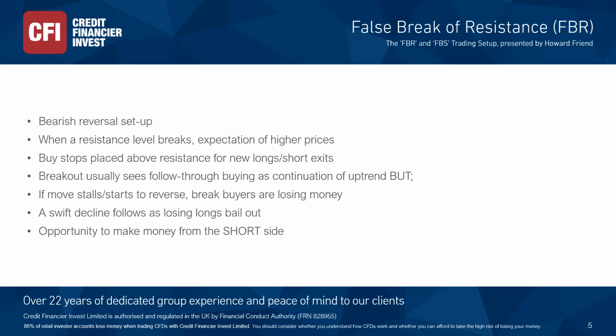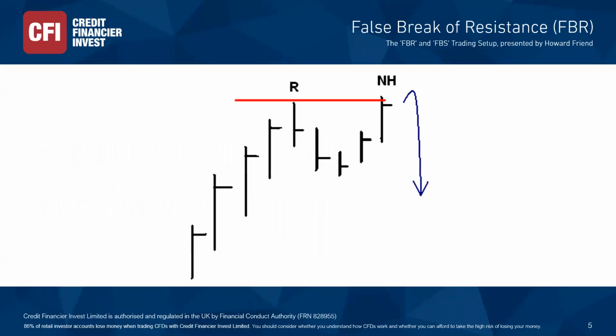Once we get to the point of origin, we can expect a big decline to the downside as the longs are bailing out. So from a trading perspective, this is an opportunity to attack the market from the short side, to be sellers. This is essentially what the false breaker resistance pattern setup looks like.